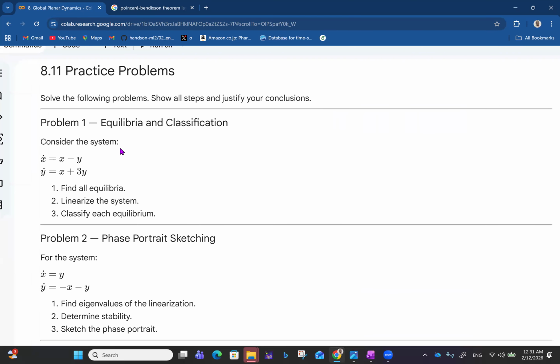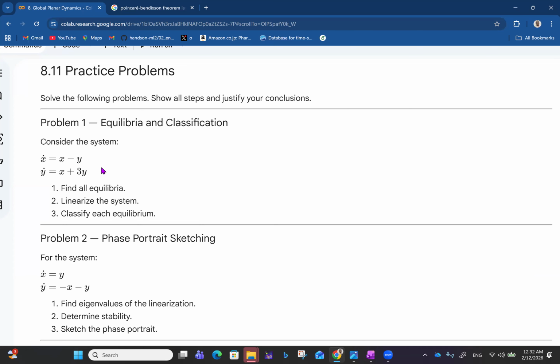Equilibrium and classification. Consider the system x minus y, x plus 3y. Find all equilibria. Of course, you are going to solve this simultaneous equation. One easy way is we can subtract: x minus x is gone, and then x minus y is 0, x plus 3y is 0. So x minus x will be 0, and then we have 3y minus y, that will equal 0 too.